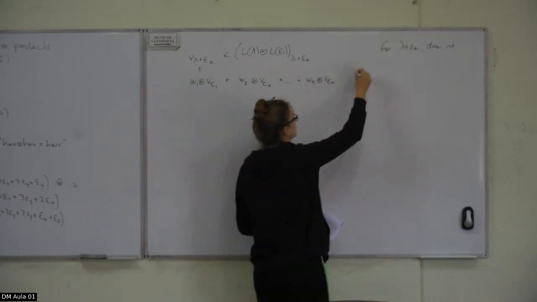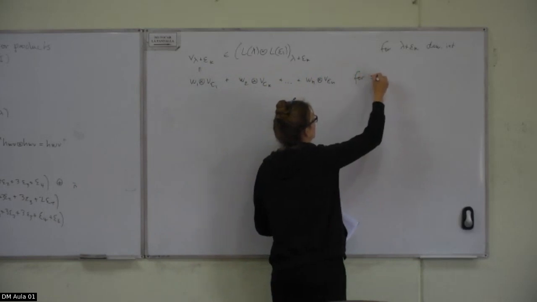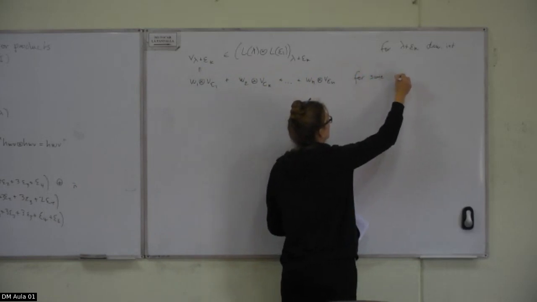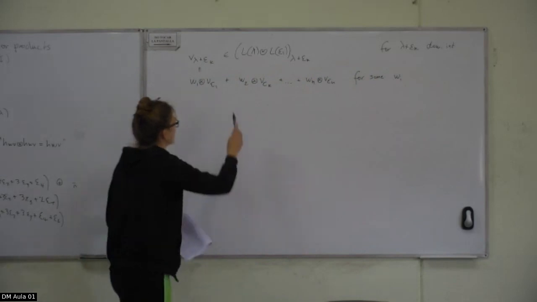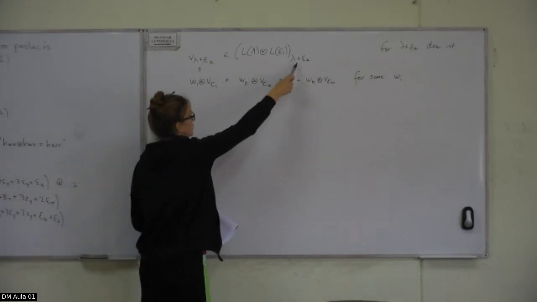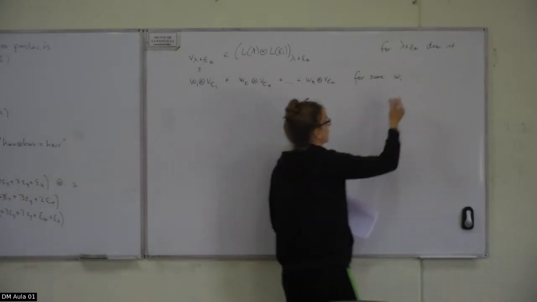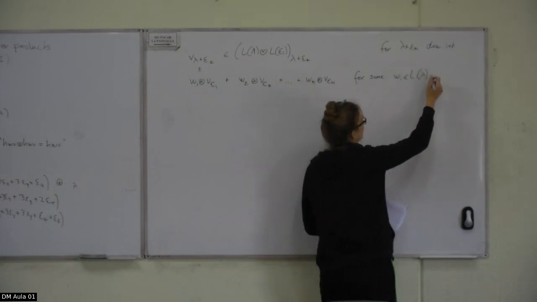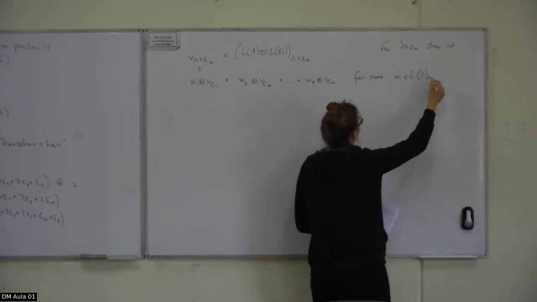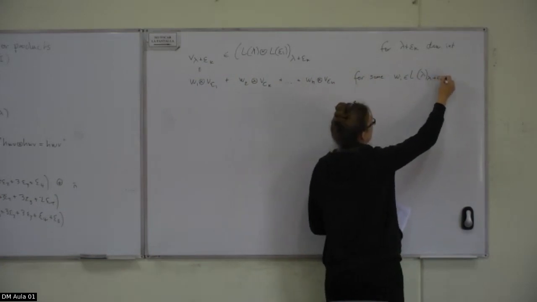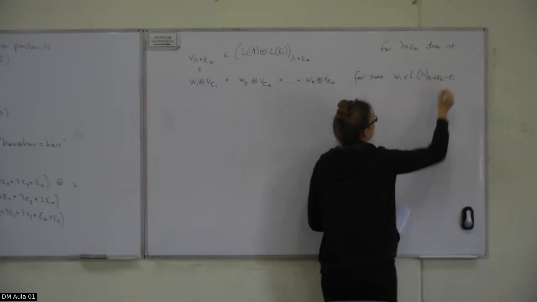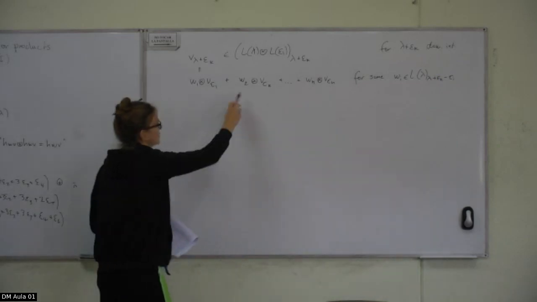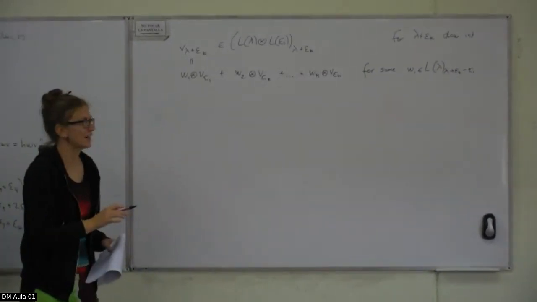For some w_i's, and now since these weights need to add up to this lambda plus epsilon k, we know that this infinite L lambda has to be in the weight space lambda plus epsilon k minus that epsilon i that we are currently looking at.